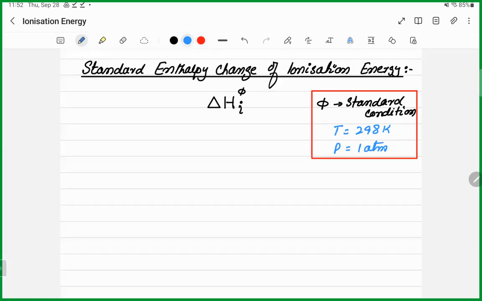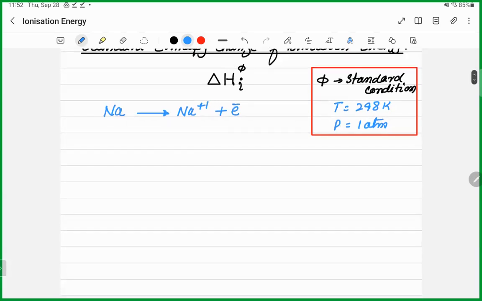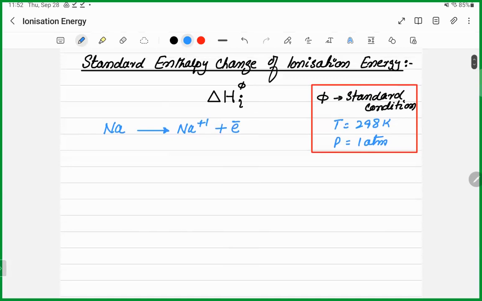Whenever they ask you about the standard enthalpy change of ionization, it is the same thing as the standard enthalpy change of first ionization. To start with the concept, if I write down sodium and the equation for the removal of an electron from sodium, after the removal of one electron, it will become Na plus. The energy required to remove this one electron is called the first ionization energy.